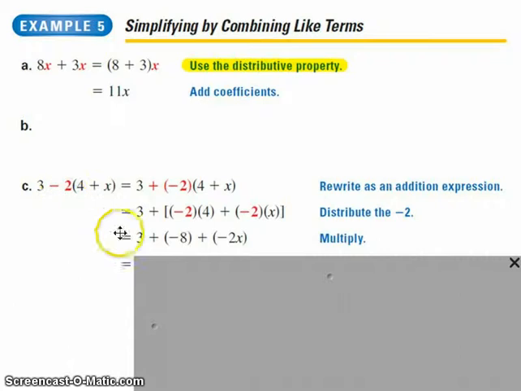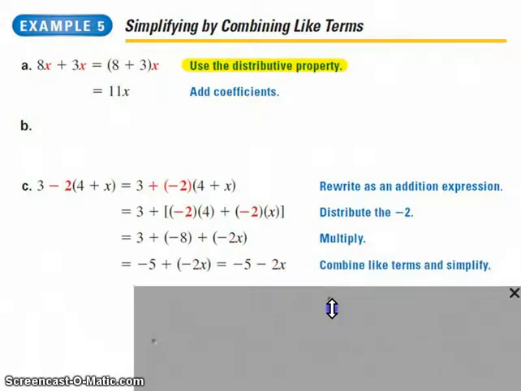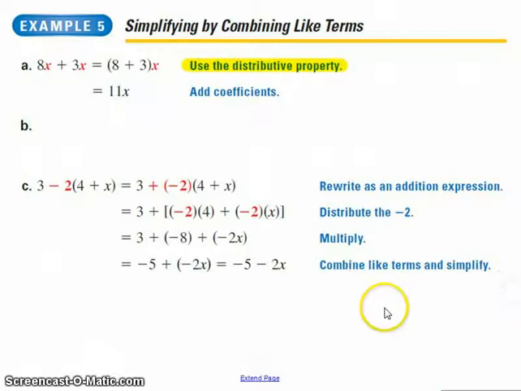Now, as I said, that 3 will come into play at the very end. I'm going to combine the 3 and the -8, because now I've got some like terms here that I can work with. And that becomes -5. Nothing happens with the -2x, but notice I had plus minus 2x, and cleaning it up, my final answer is going to be -5 minus 2x. This example is straight out of the textbook, but study it, make sure you understand example 5c, and if you don't, come back and ask questions.